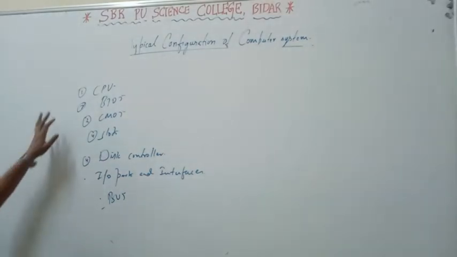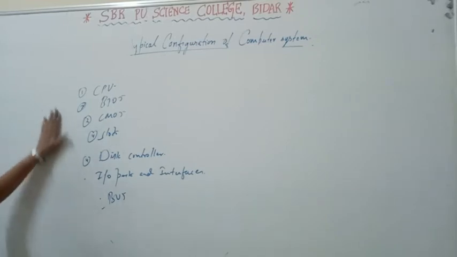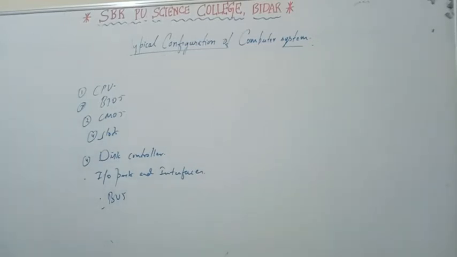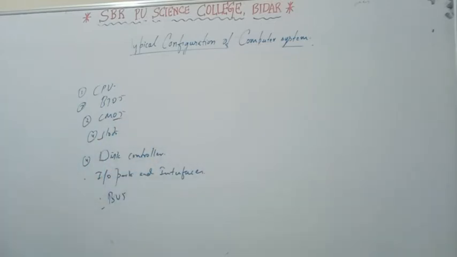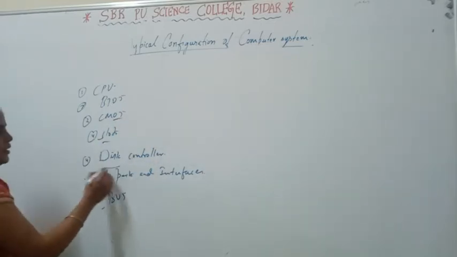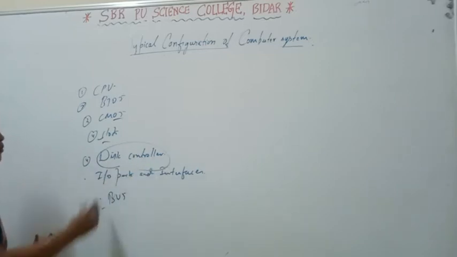First one is CPU, central processing unit. BIOS, basic input output system, is present, and next is CMOS, complementary metal oxide semiconductor. Various slots are present, the disk controllers are present in it, input output ports and interfaces are present, and there is a bus connection in order to transfer the information. So we'll expand this.